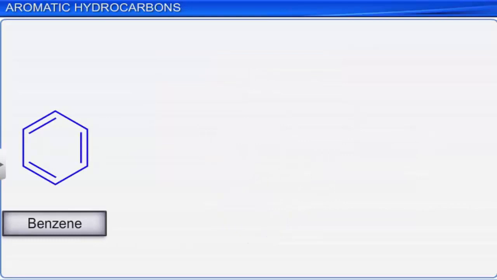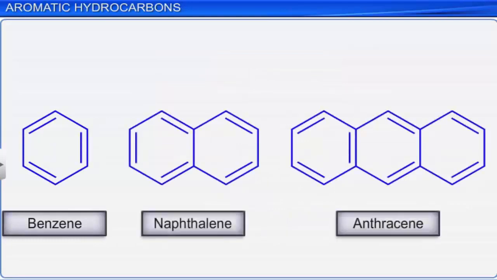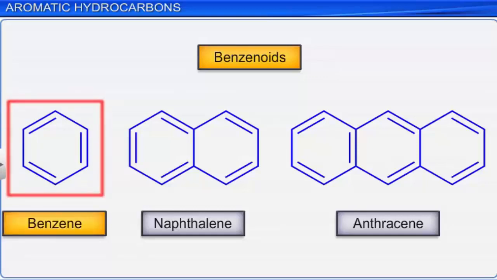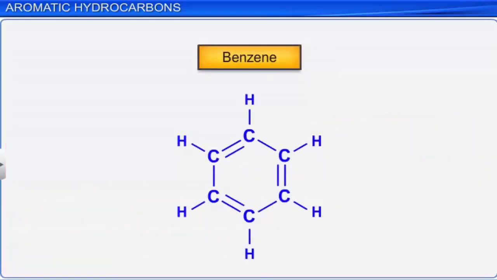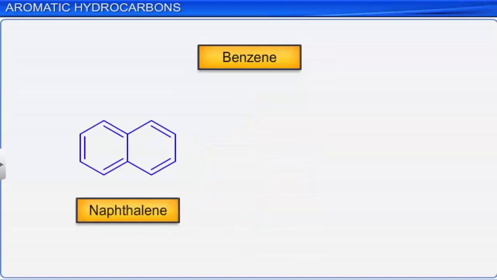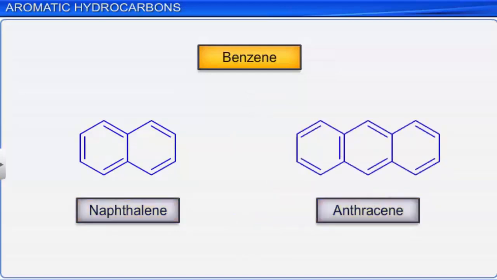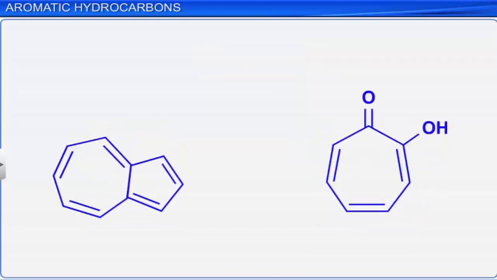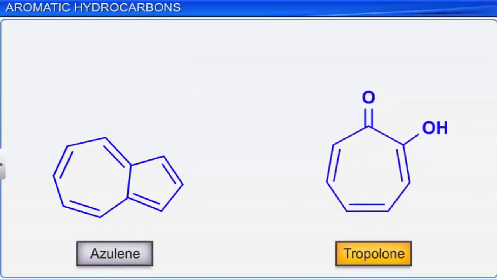Aromatic hydrocarbons containing isolated or one or more fused benzene rings are known as benzenoid aromatic hydrocarbons. Benzene is the parent compound in benzenoids. It is an aromatic hydrocarbon with 6 carbon-hydrogen bonds arranged in a hexagon. Examples of aromatic hydrocarbons containing fused benzene rings are naphthalene, anthracene, and so on. Certain other aromatic hydrocarbons such as azulene and tropolone, which do not contain benzene ring, are known as non-benzenoids.